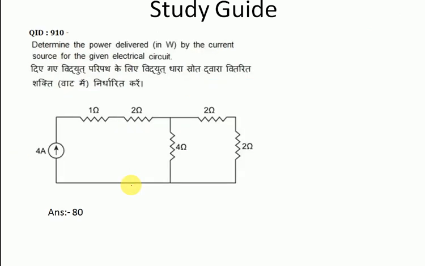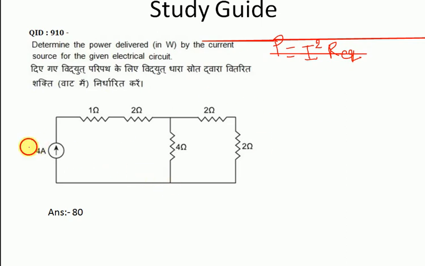Next, determine the power delivered in watt by the current source for the given electrical circuit. Now what will happen here? First, power delivered. What is the formula for the power delivered? P equals I square R. Here the R is R equivalent, because there is a circuit, so we have to approach from the source.